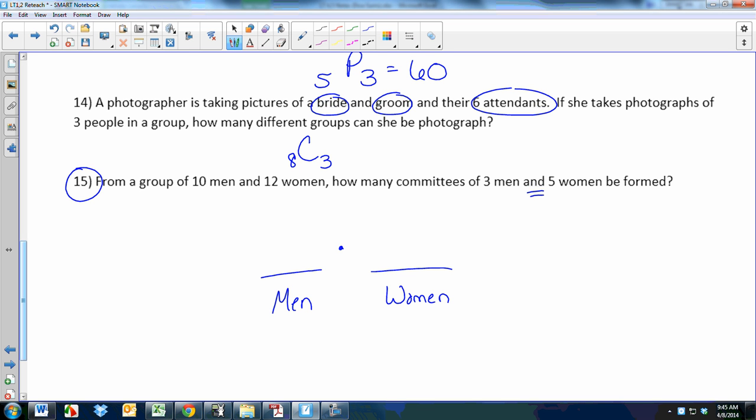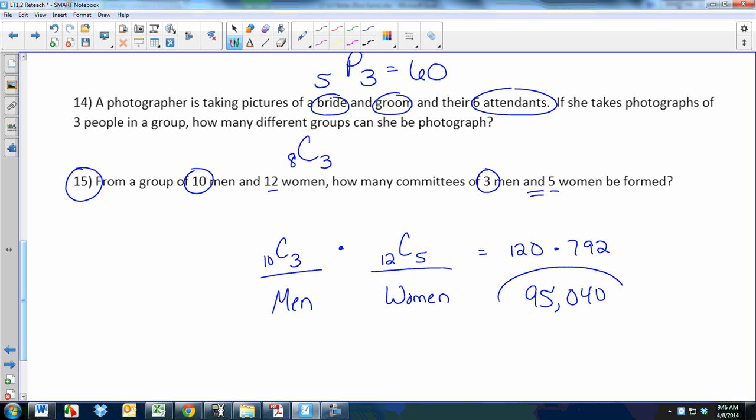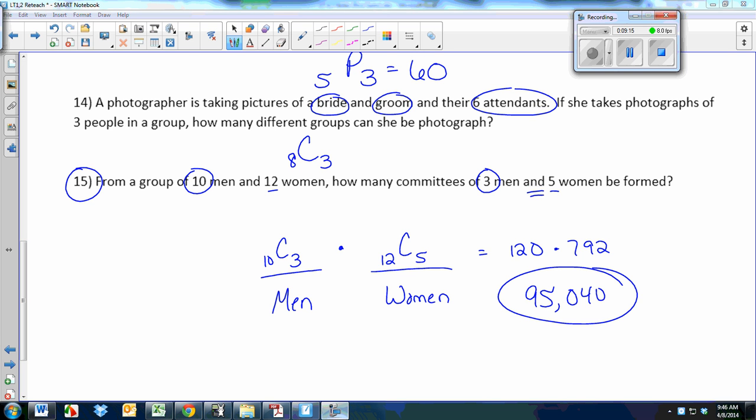All right, if there are 10 men, you're going to pick a committee of 3, then it's 10 something 3 because you're picking 3 out of 10. Is it C? Is it P? It's C. There are 12 women. You're choosing 5. So 12 something 5. And again, it's just a committee so the order doesn't matter. So 10C3 is the number 120. 12C5 is the number 792. So you multiply those and get 95,040. All right, so that's learning target 2. Reteach.